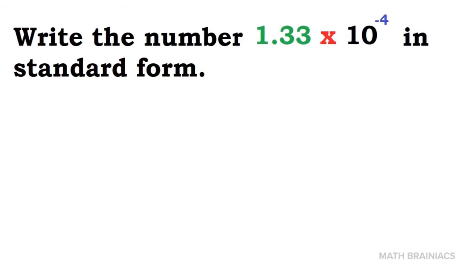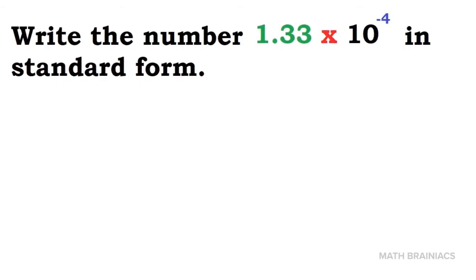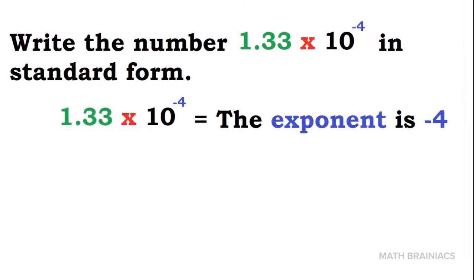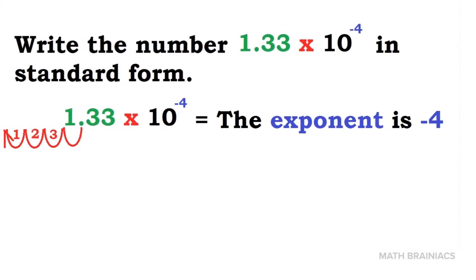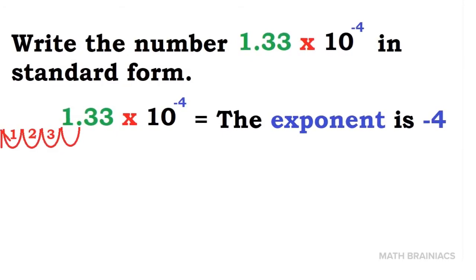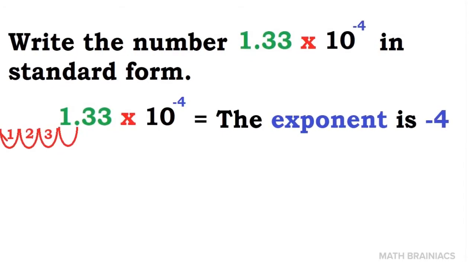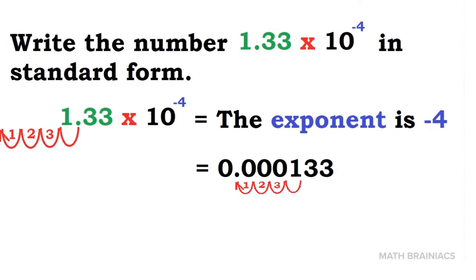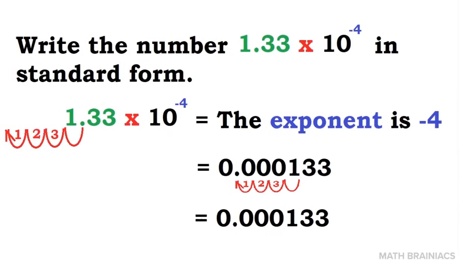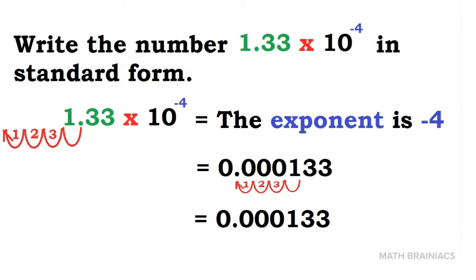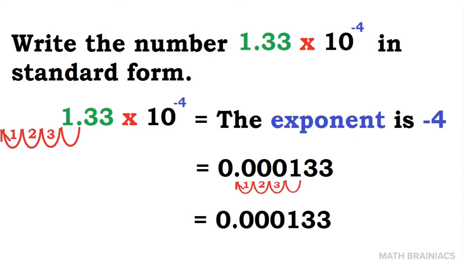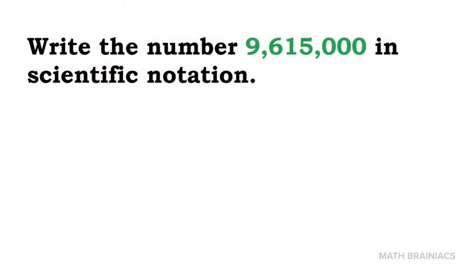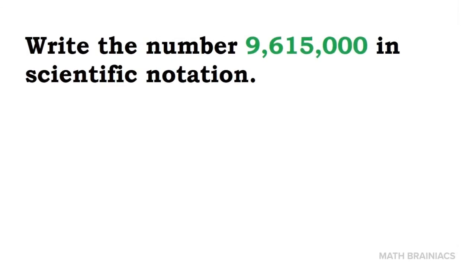Let us work on another example so that you can hit it off. Write the number 1.33 times 10 to the negative 4 in standard form. Our exponent here is negative 4. For that reason, we are going to move the decimal point 4 places to the left. Accordingly, we are going to add 3 more zeros before the number. And 1.33 times 10 to the negative 4 will give us 0.000133.